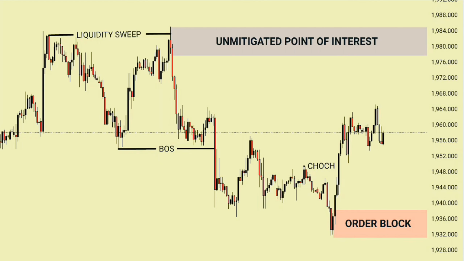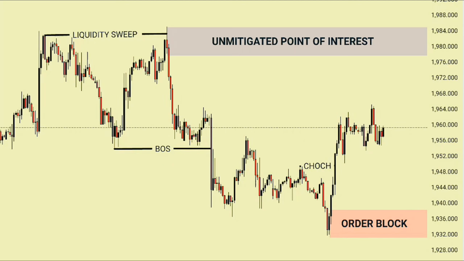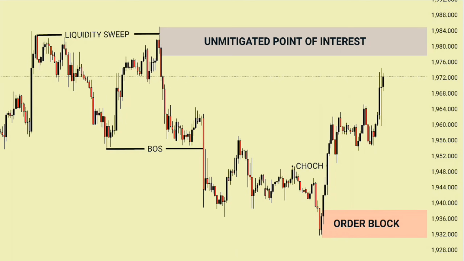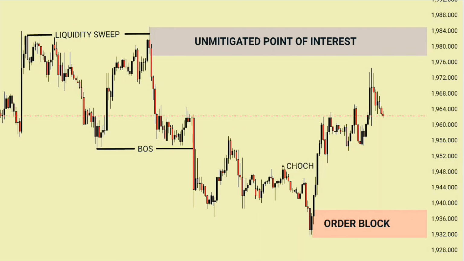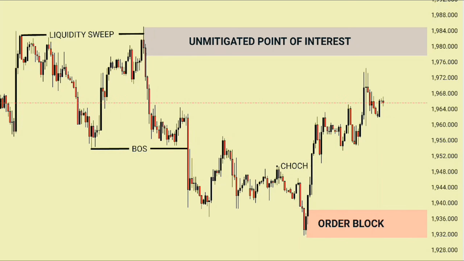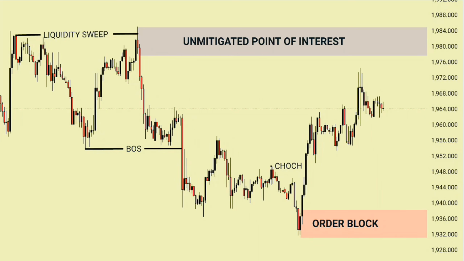After the liquidity sweep and the reaction from the unmitigated point of interest, price breaks structure and shifts market control to sellers. Once that happens, price retraces back into this order block. When price returns to the order block, it respects the zone precisely. Selling pressure enters immediately, and price continues lower without hesitation. This confirms that the order block is being used as a point of re-entry for institutions.